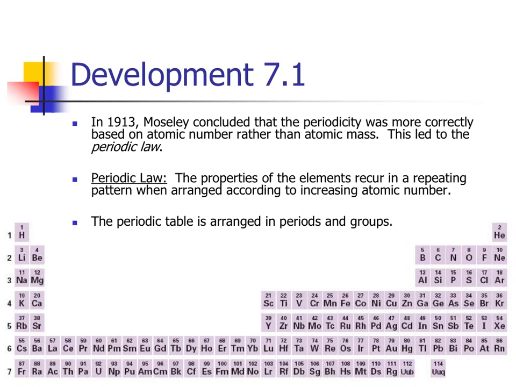So, in 1913, Henry Moseley concluded that the periodicity was more correctly based on atomic number rather than atomic mass. This led us to what is known as periodic law: the properties of the elements recur in a repeating pattern when arranged according to atomic number, which we found out last unit is also known as the number of protons. Therefore, the periodic table that we currently use is arranged in periods and groups based on atomic number, which is the number of protons.